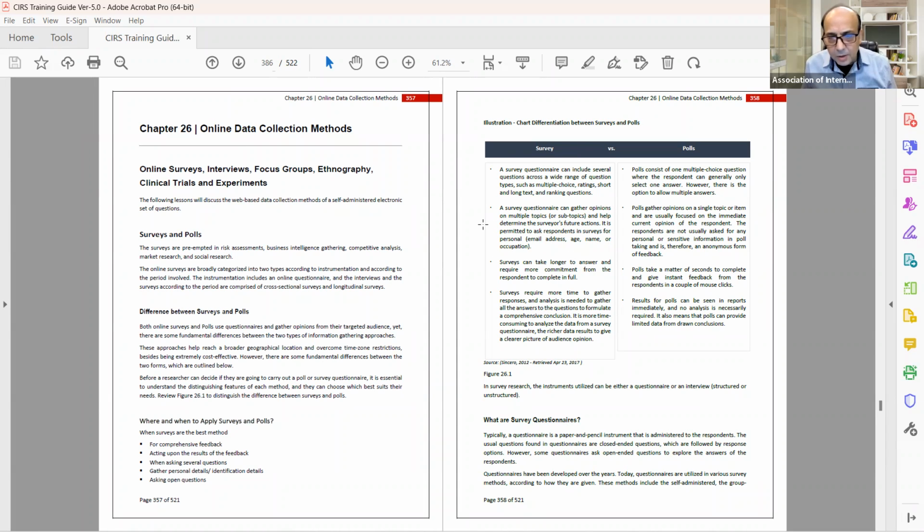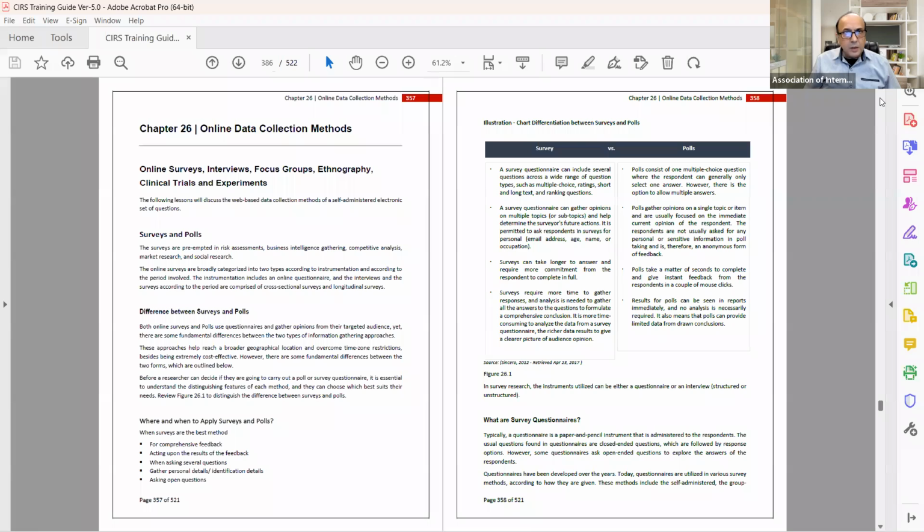Surveys can take longer to answer. Mostly, a survey questionnaire can gather opinions on multiple topics. A survey questionnaire can include several questions versus polls. So you know what this chart would help you with. It's for the exams. Okay.